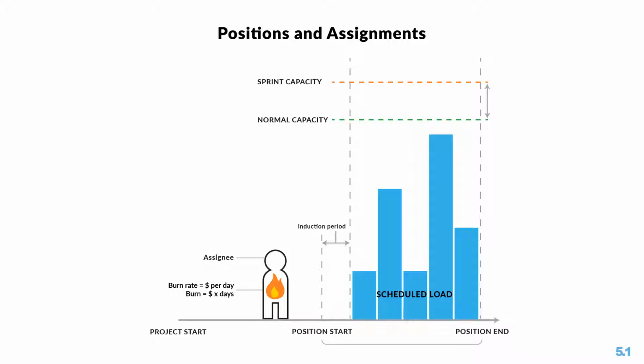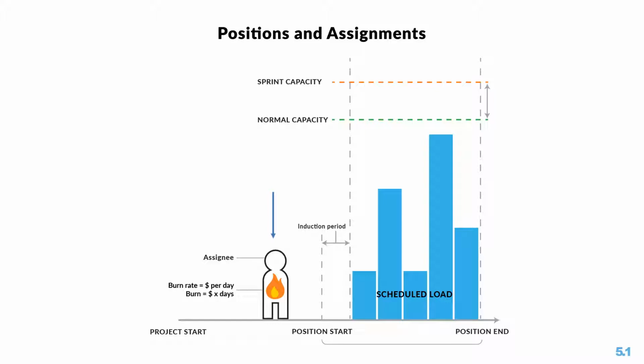Let's get a little clearer on what we're looking at in the previous slide by looking closer at what we mean by positions and assignments. What we mean by a position is a role in a project which has a budget approved with an expectation of a start and an end date. The burn rate multiplied by the duration of the position gives the total burn. Assignments are created when an assignee is recruited into a vacant position.